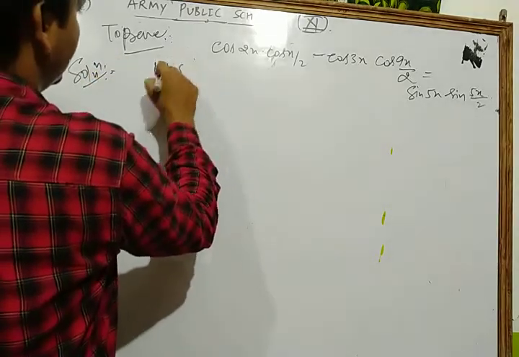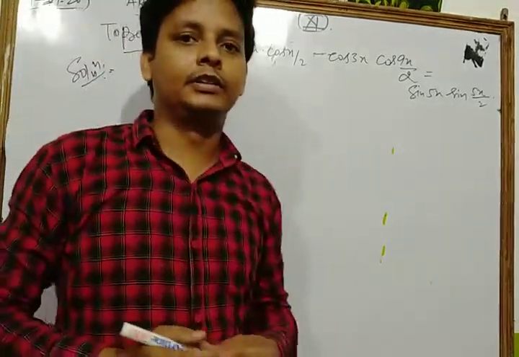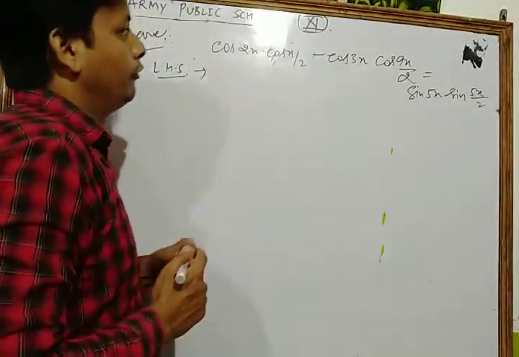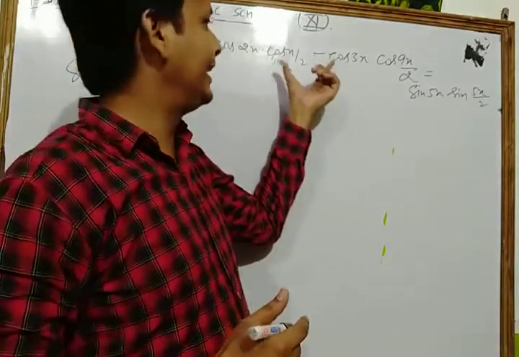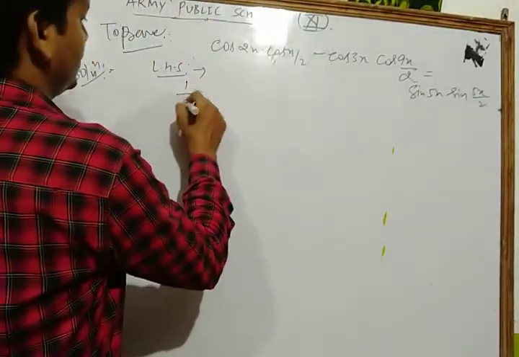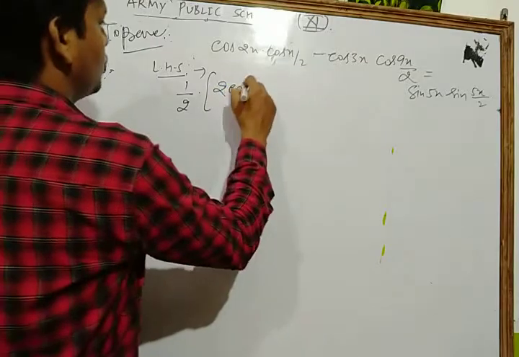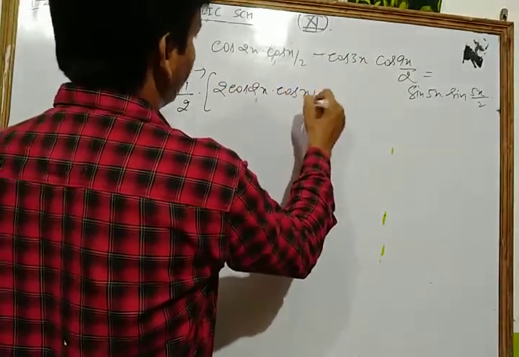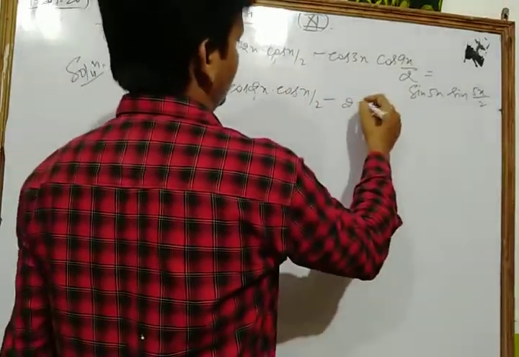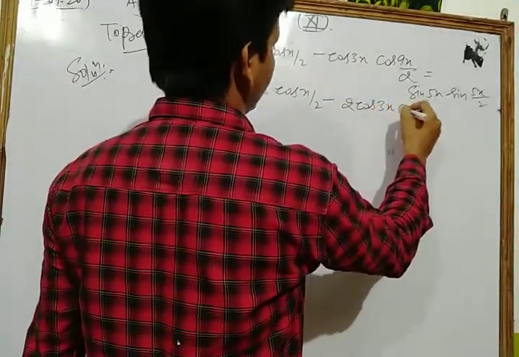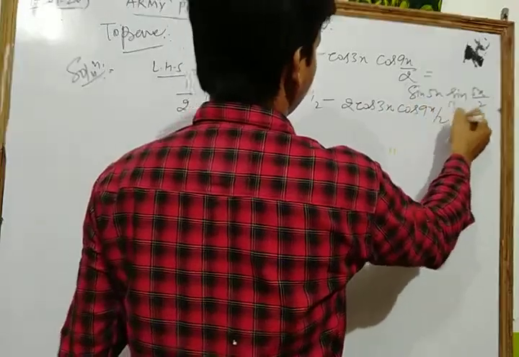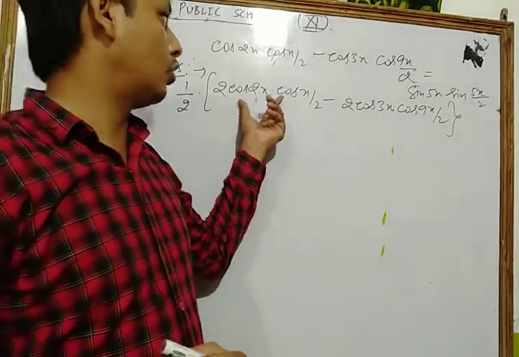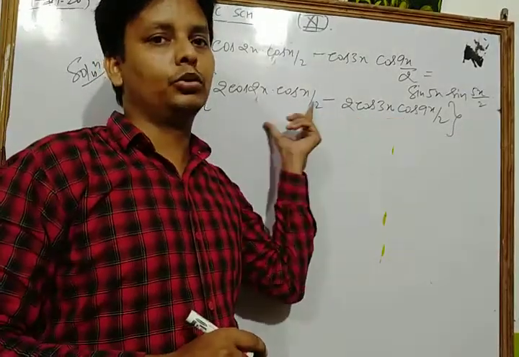First we take the left hand side, and we multiply both the numerator and denominator by 2. That is 2 cos 2x into cos x by 2 minus 2 cos 3x into cos 9x by 2. Here first we apply the formula 2 cos a cos b in both the terms.